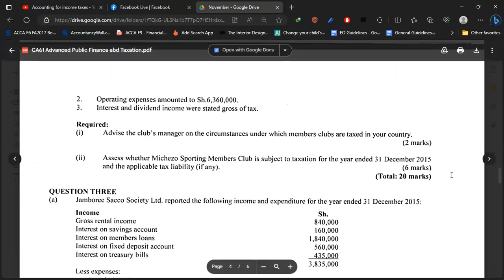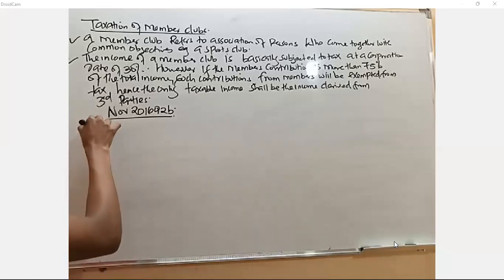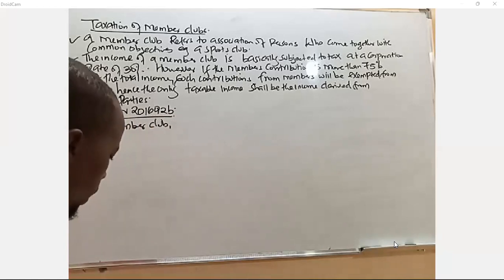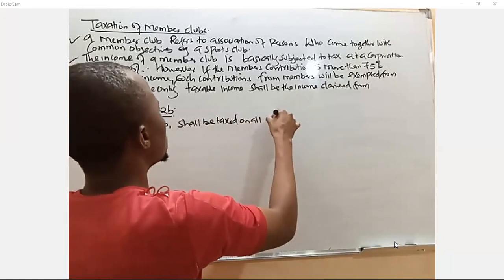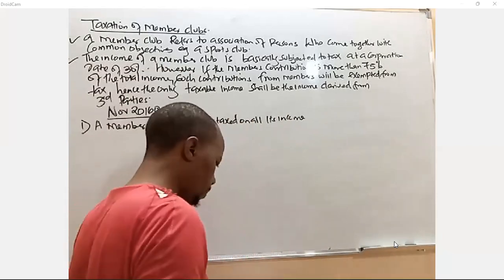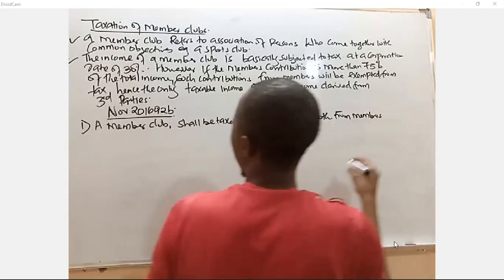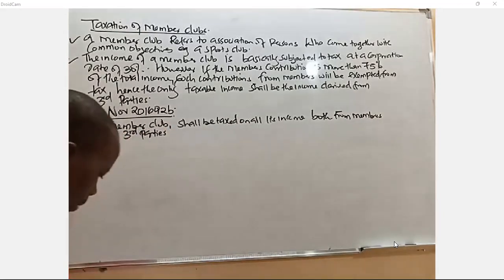Let's start by answering requirement number one. We have been told to advise how we are supposed to be taxing. So let us do so. Requirement number one, we are supposed to say a member club shall be taxed on all its income, both from members and third parties.